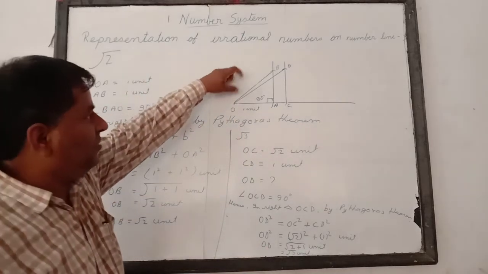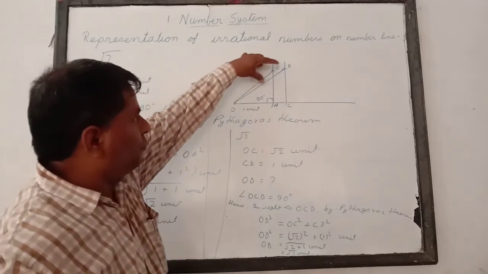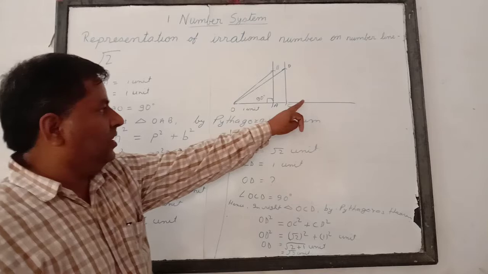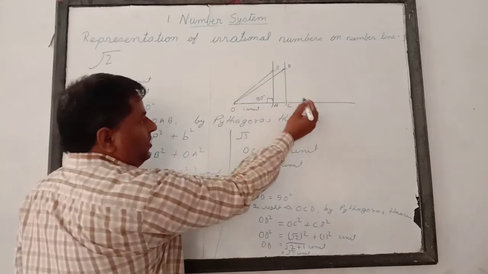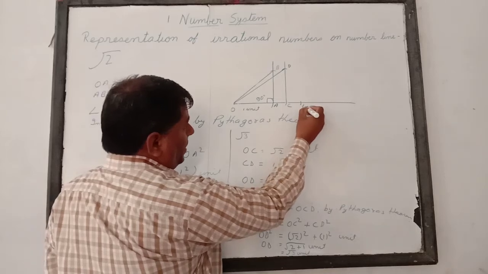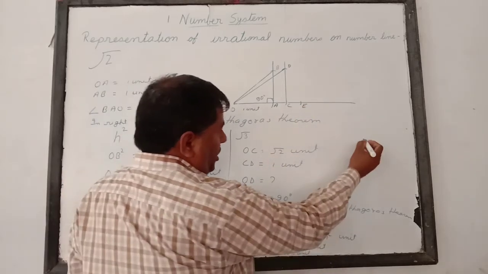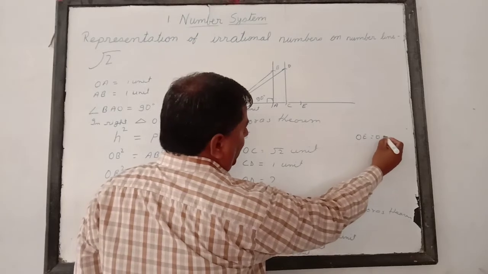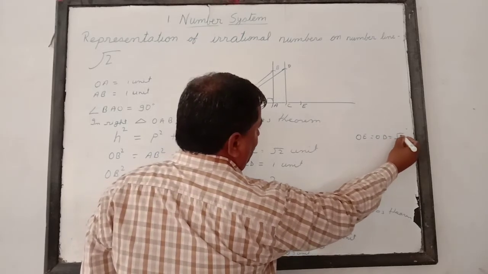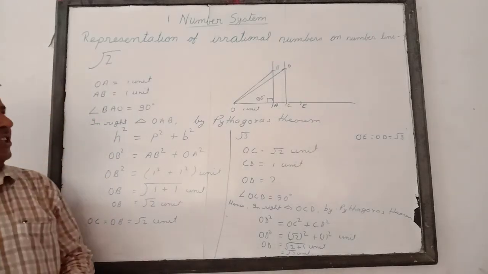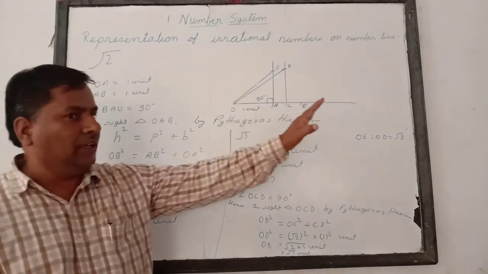Now measure the distance OD. If we measure distance OD and cut the same distance from O on the number line, by measuring this distance we can cut a point here. Now this point can be marked as E. So what is E? Now OE is equal to OD is equal to under root 3. This way we can represent irrational numbers on the number line.